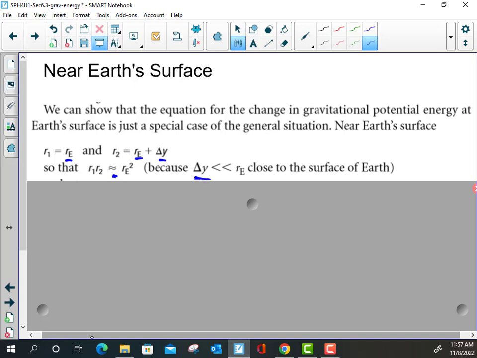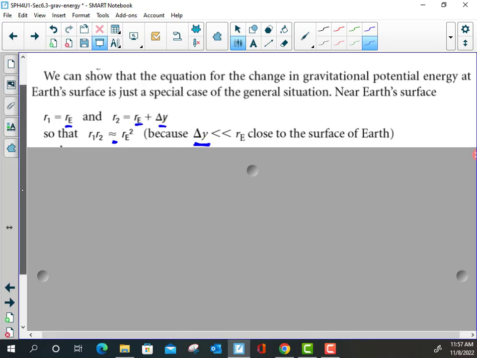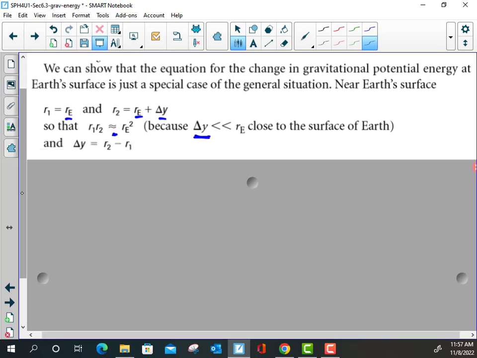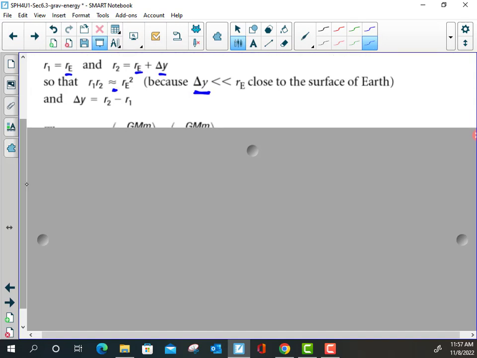Okay, because this delta y is super, super small. So that's an approximation that we're going to take advantage of. And our delta y is just the change between R2 and R1. And again, we are expecting that to be small. So these are some of the assumptions that we're going to use in our little development here.